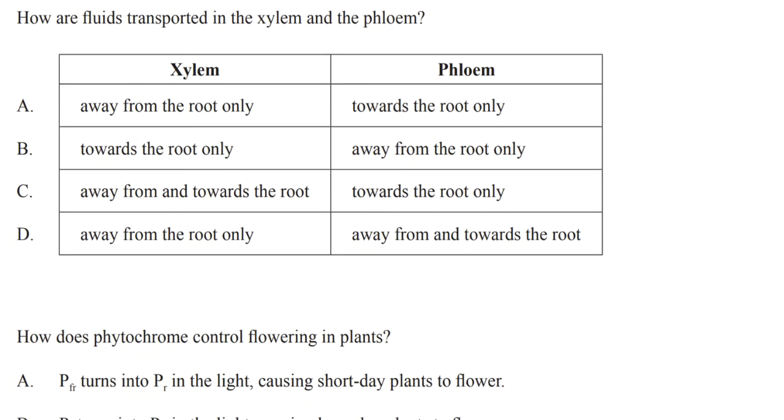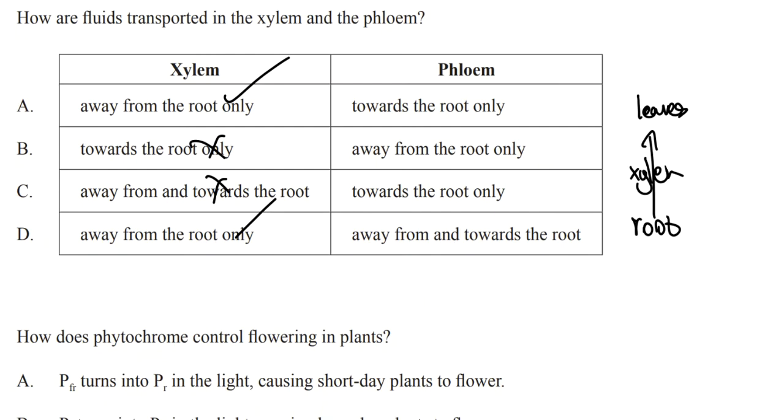How are fluids transported in the xylem and phloem? Xylem away from root only, towards the root. I think xylem is always away from the root because xylem always connects the root to the leaves. So xylem away from root only makes sense. Phloem can be towards the root or away from the root, based on where stuff is synthesized. So based on season as well, I think they can change. So I'm thinking D, maybe.